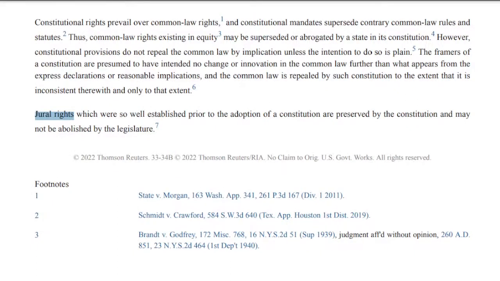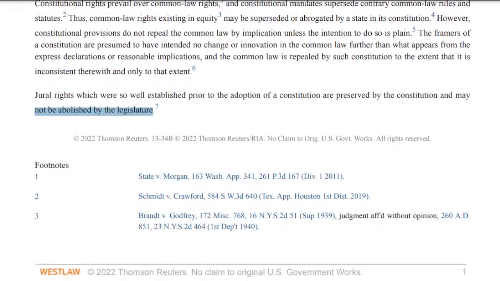So jural rights, which were so well established prior to the adoption of a constitution, are preserved by the Constitution and may not be abolished by the legislature. So there's rights, jural rights, that are established prior to the Constitution but are preserved after the adoption. So they were established prior to and are now preserved by the Constitution and are not to be abolished by the legislature. And that's footnote 7.